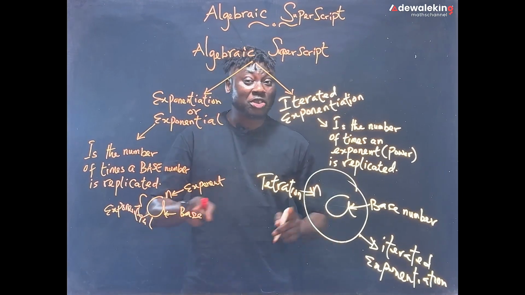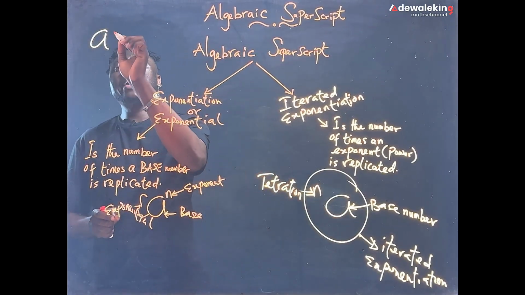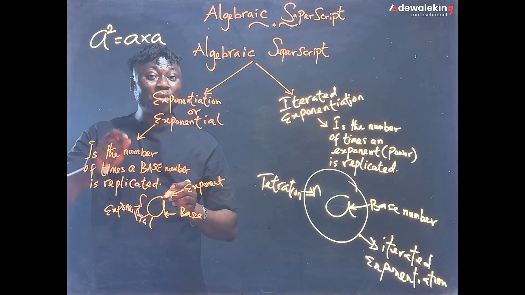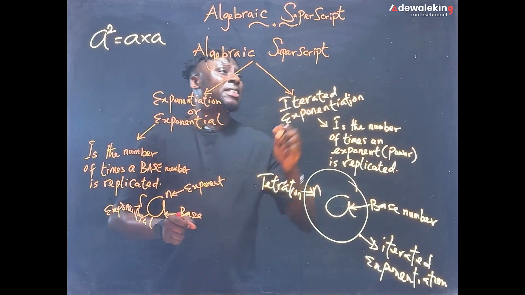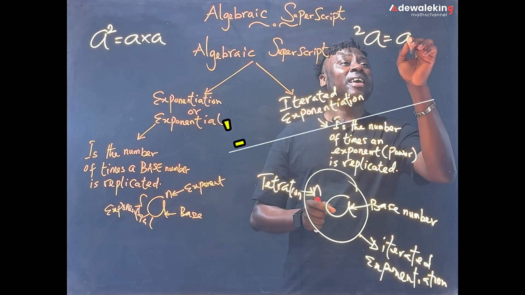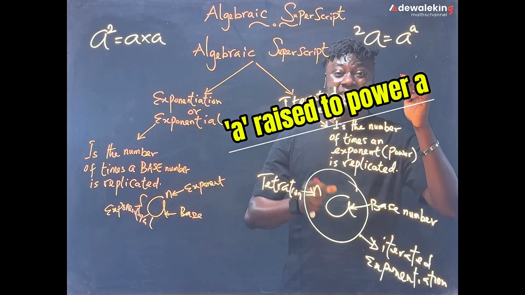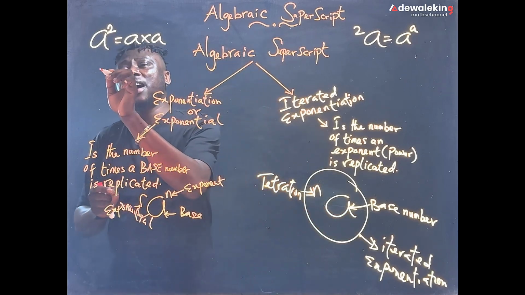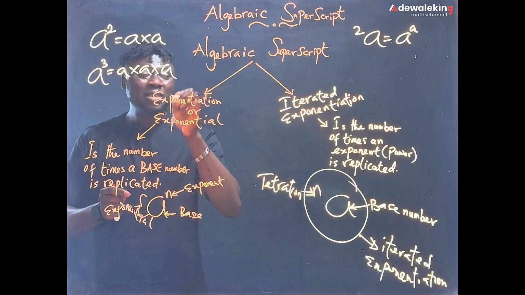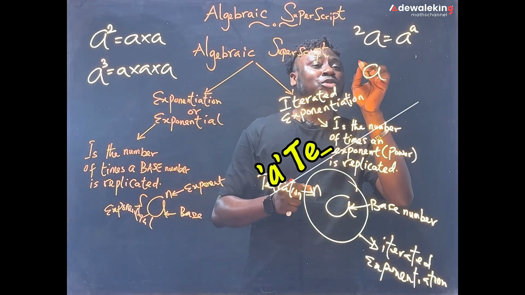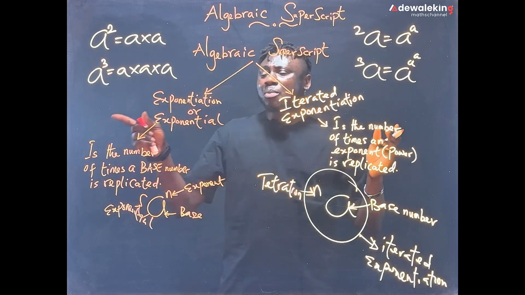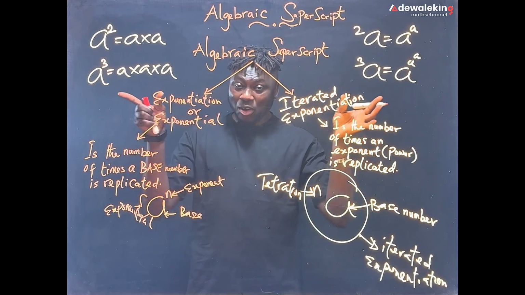The difference between the two is, for instance, if I say a raised to power 2, it means a times a. That is for exponentiation. And here, if we have a tetration 2, it means a raised to power a. That is the difference between them. Here we have a raised to power 3. This means a times a times a. Here we have a tetration 3. It means a raised to power a raised to power a. So the difference between them is what you can see on the board.